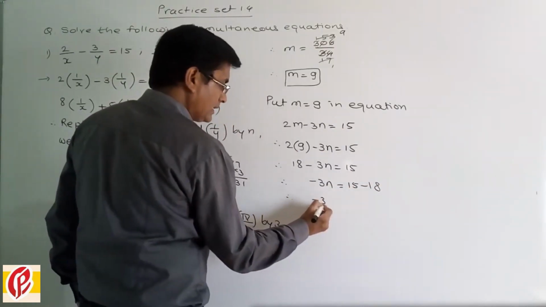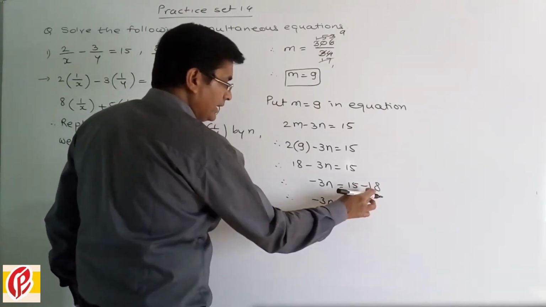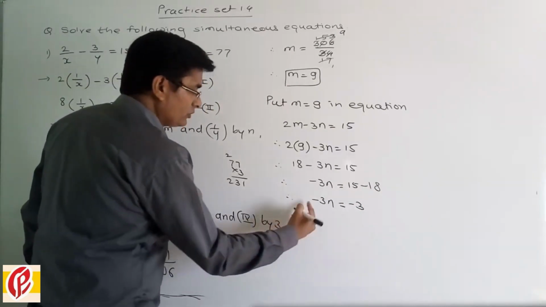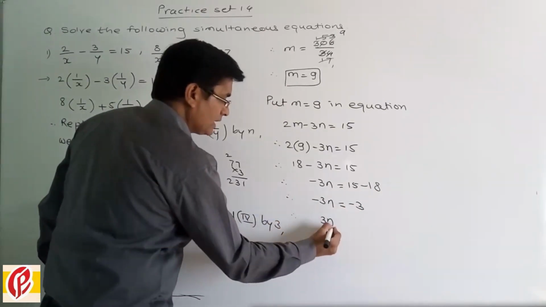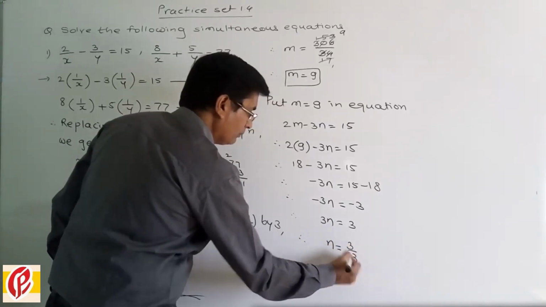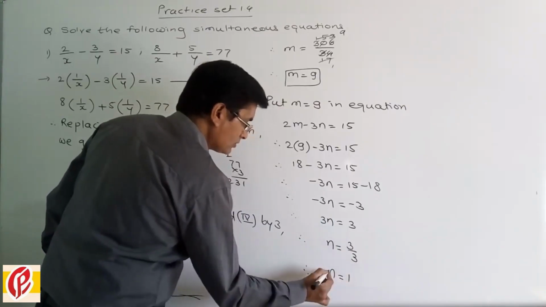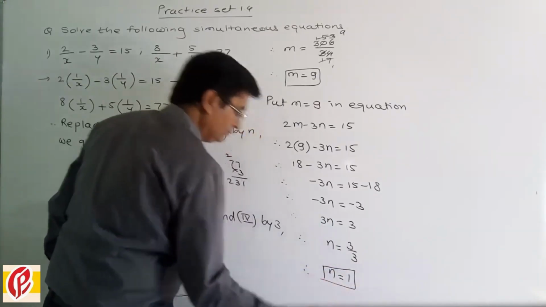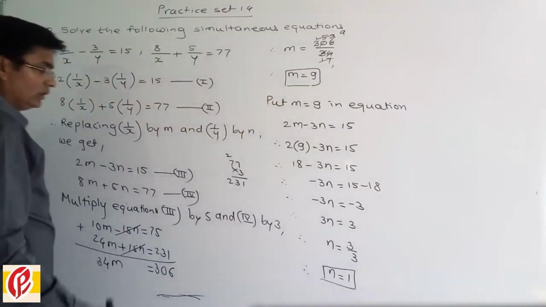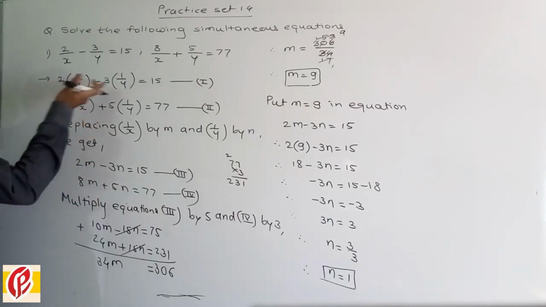So again, minus 3n is equal to 18 minus 15, which is 3, and 18 has the greater sign, therefore here is minus 3. So minus minus is plus, so 3n is equal to 3, therefore n is equal to 3 upon 3, and therefore n is equal to 1. So m is equal to 9 and n is equal to 1, but these are the new variables, but the original variables are x and y.